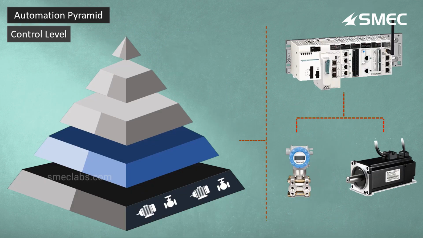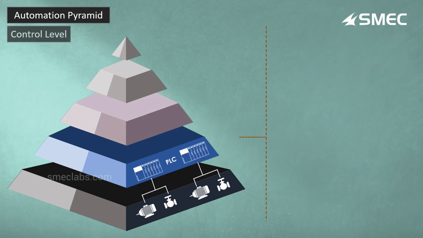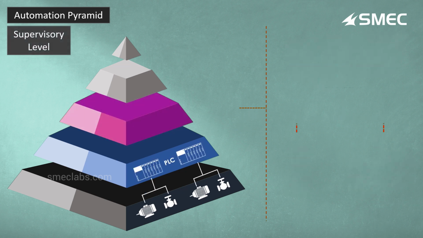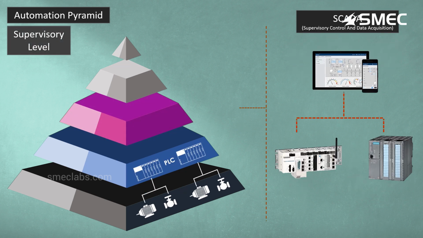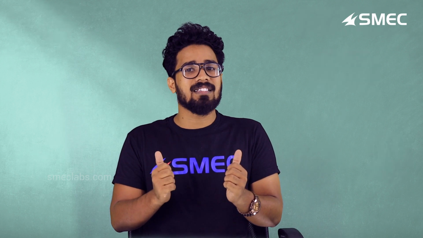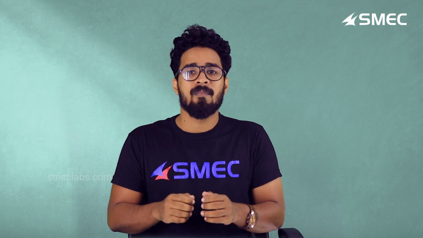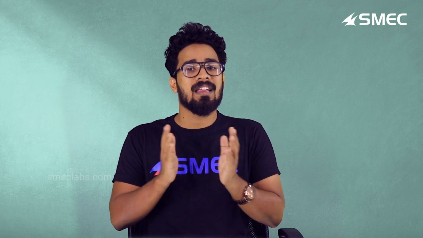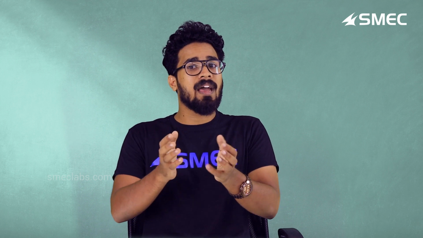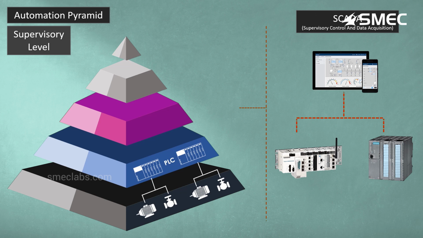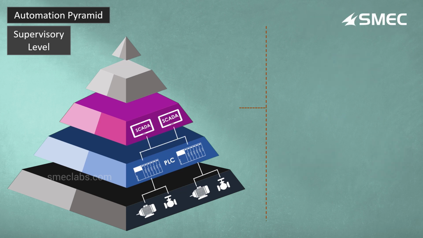Now coming to the third level, which is the supervisory level. That means here the monitoring is achieved, which means the SCADA system comes under this level. A SCADA system can monitor the entire process happening in an industry. Unlike the HMI or the PLC monitoring with a single device, this SCADA system will be monitoring the entire process.